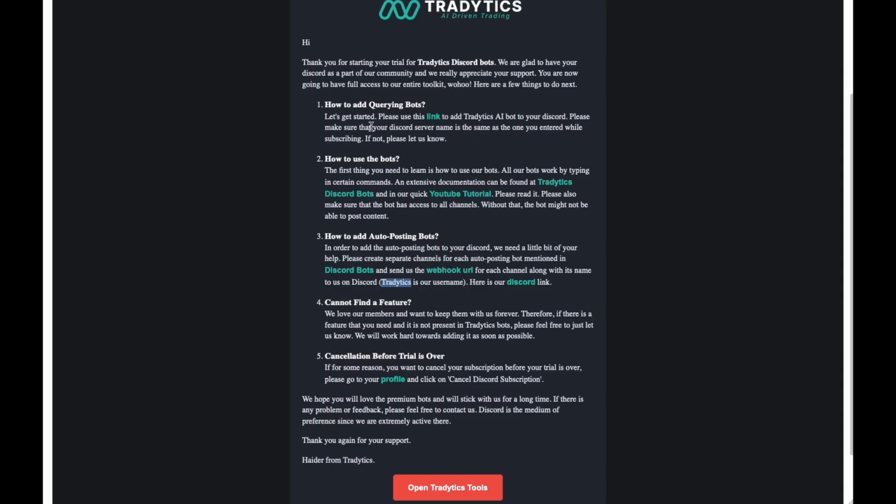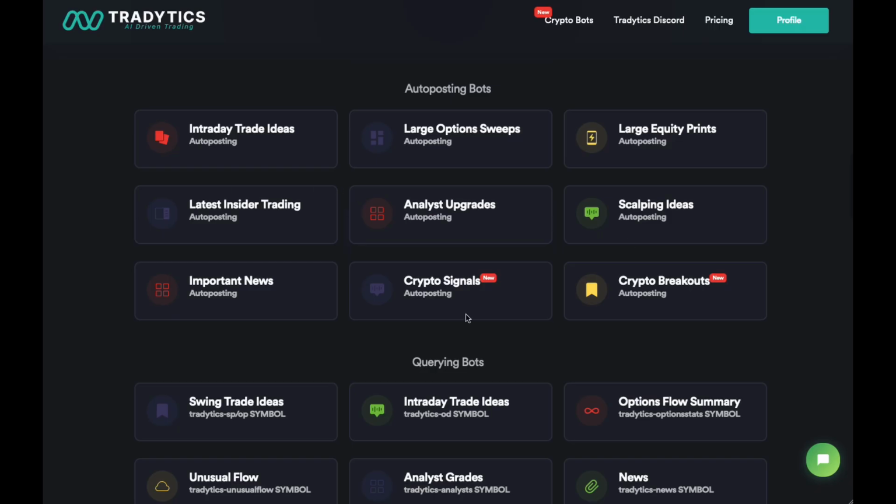So let's say we have the queuing boards set up now. The next thing we need to do is set up auto posting boards. So let's go over our auto posting boards again. We have 9 auto posting boards here. You can either get all 9 of these, or you can pick and choose and only get what you want. It's totally up to you. When you're paying the fee, you have access to all of these, but you can always pick and choose.